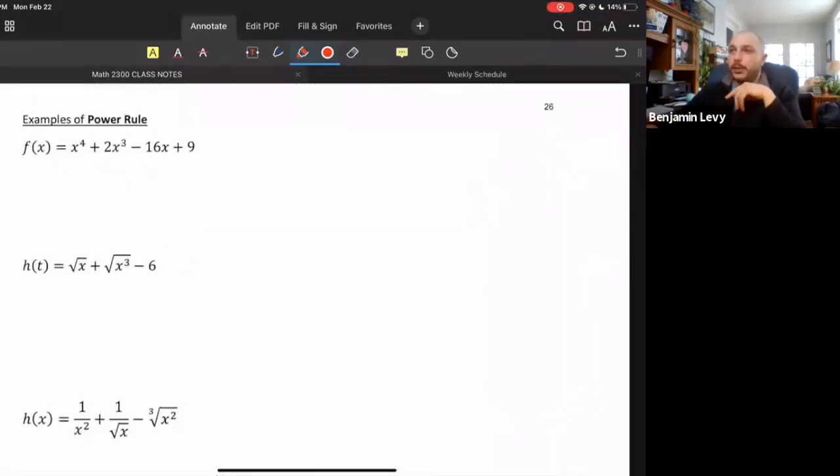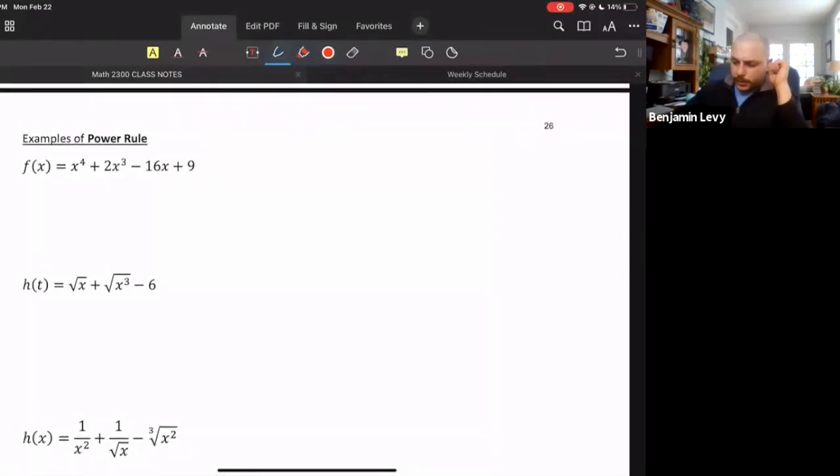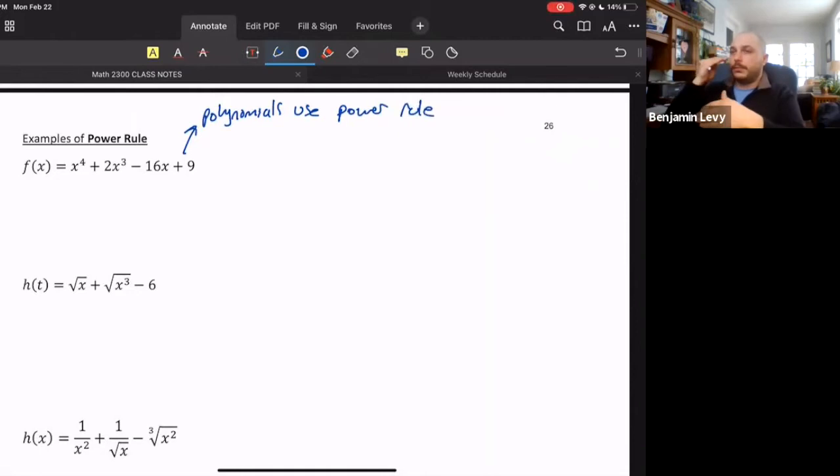Maybe I'll think about a couple and then ask you to think about a couple. So, super easy ones like this, polynomials, they always use the power rule, right? Because they're just x's raised to whole powers, and so we're going to use that power rule.